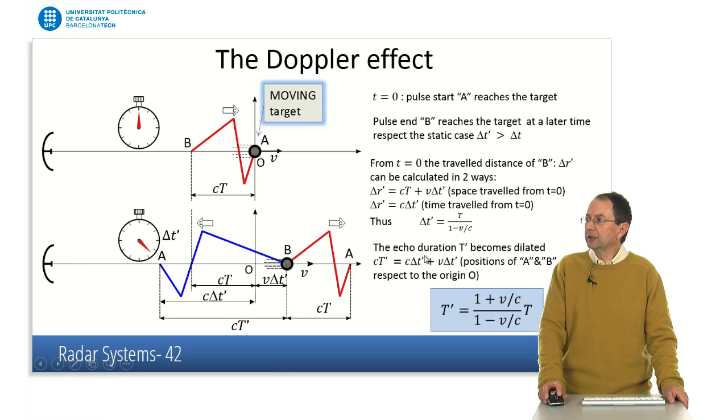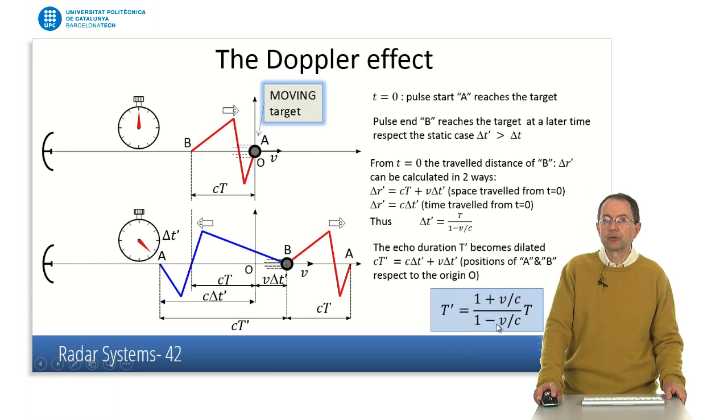Now, the echo duration, T prime, you can notice it has been expanded. So the echo shape is similar to the incident shape, but the time scale has been dilated. Then if we compute T prime, we can add these two parameters and we obtain the period. And the new period is actually this new expression. It is a factor of the original one.